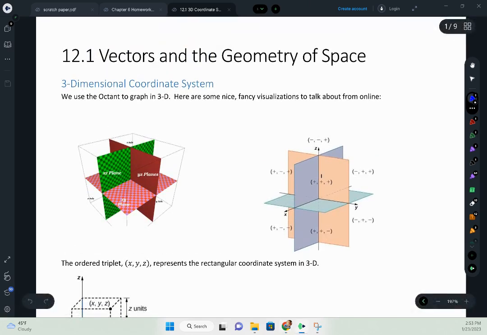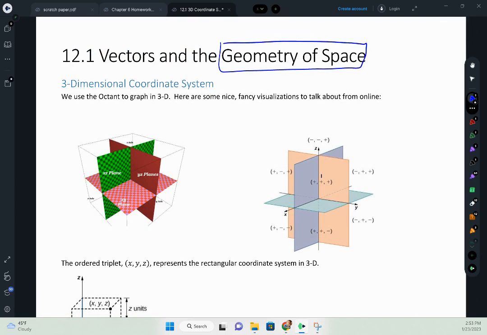We're in 12.1, looking at vectors in the geometry of space. And of course, we're starting with the geometry of space here. In 12.2, we'll start looking at vectors themselves. To begin with, we have to first understand the three-dimensional coordinate system. The three-dimensional coordinate system ends up giving us 8 different regions.